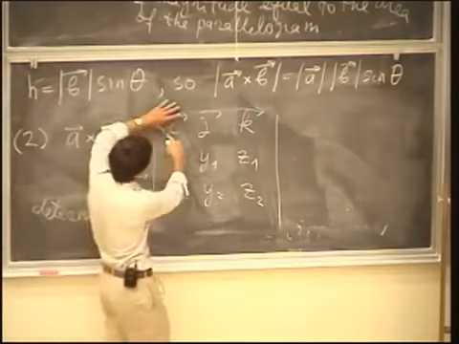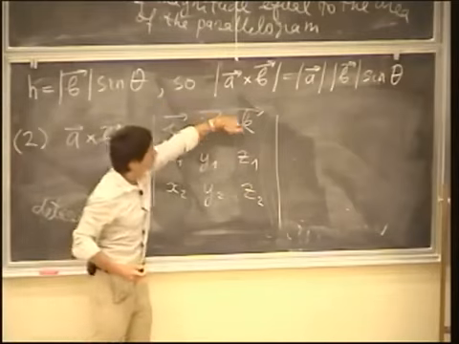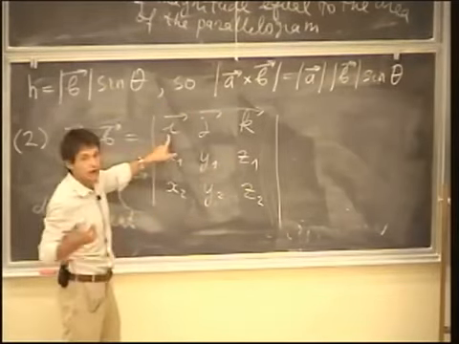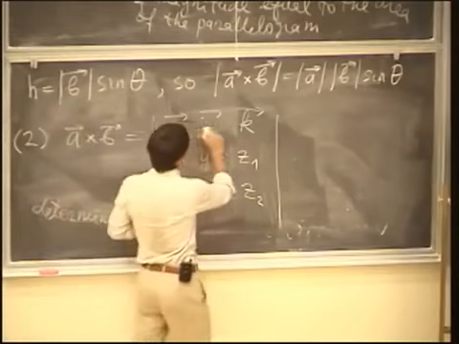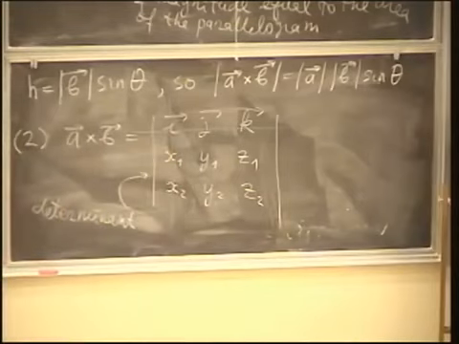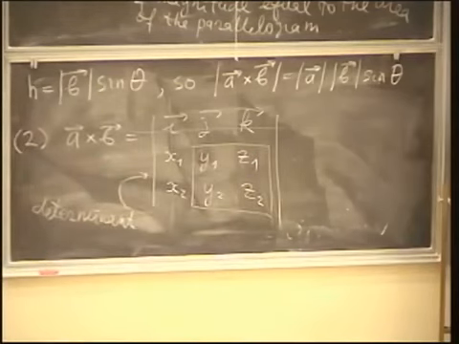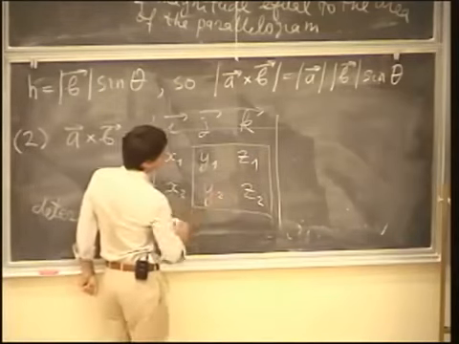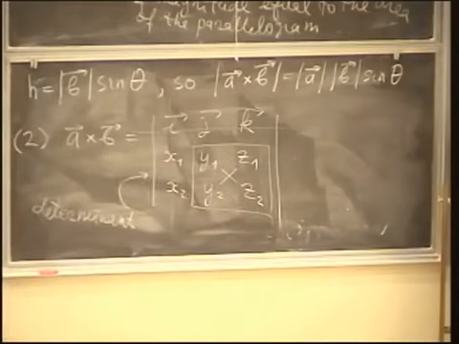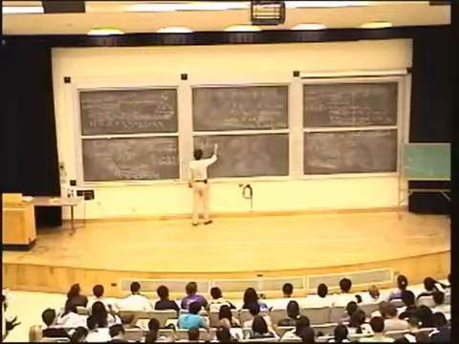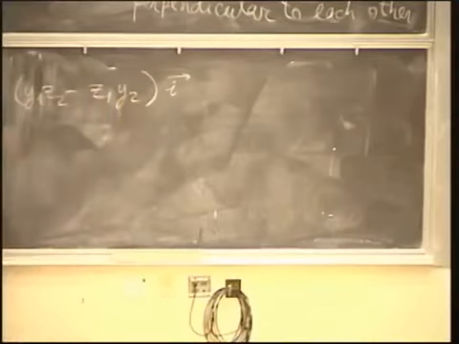And the rule is that you have to go along the first row, so you have i, then you have j, and then you have k. So the formula will have 3 terms, one corresponding to i, one corresponding to j, and one corresponding to k. The term corresponding to i is obtained as follows. You simply cross out the column and the row where you have i. So what remains is this 2 by 2 square. And in this 2 by 2 square, you take the product along this diagonal minus the product along this diagonal. So this minus this. In other words, what you have is i multiplied by y1 z2 minus z1 y2. This is the first term.